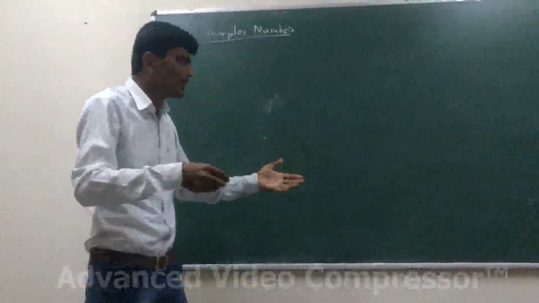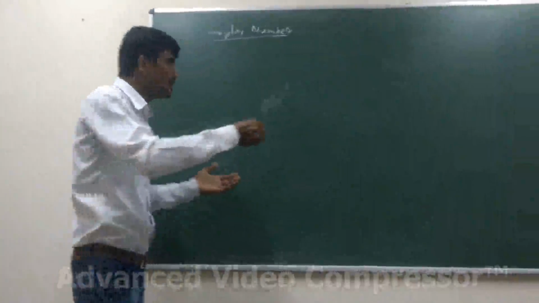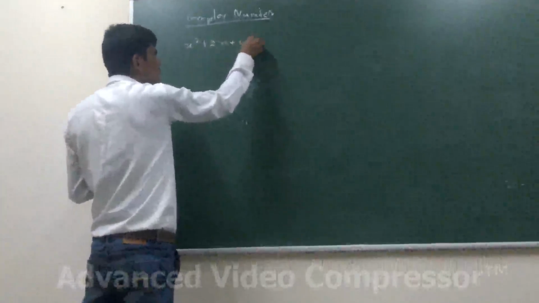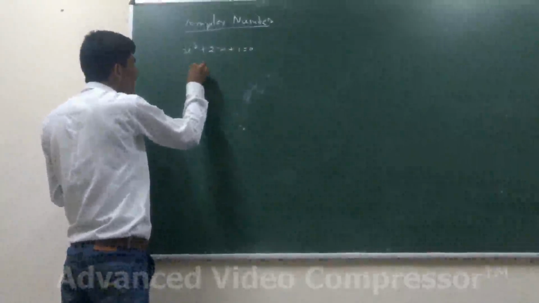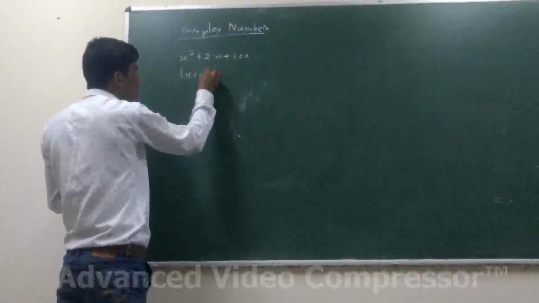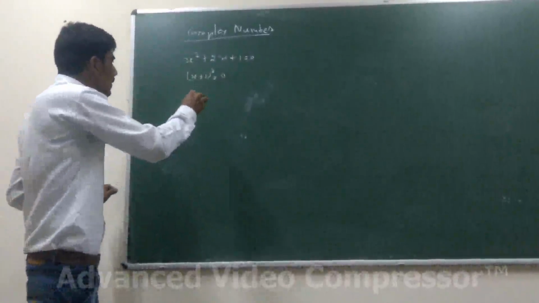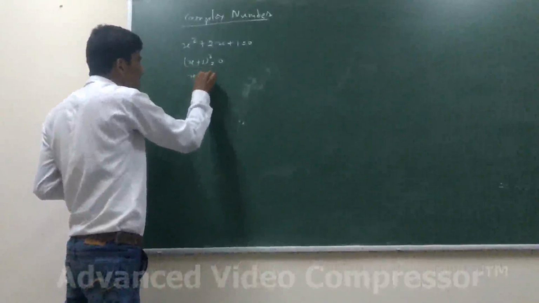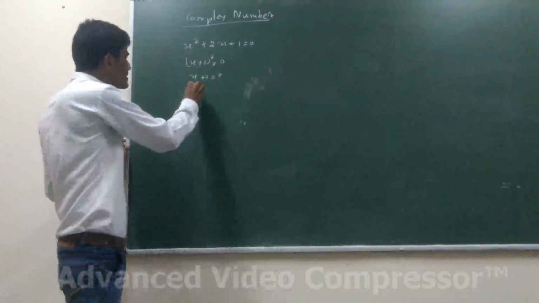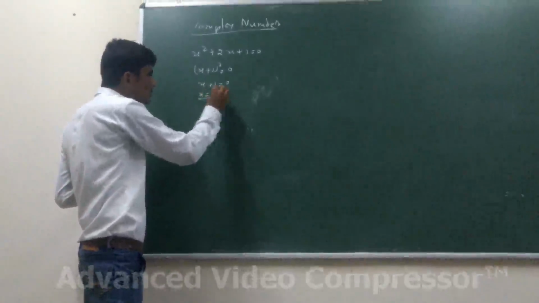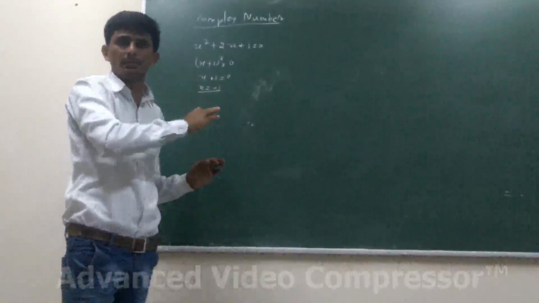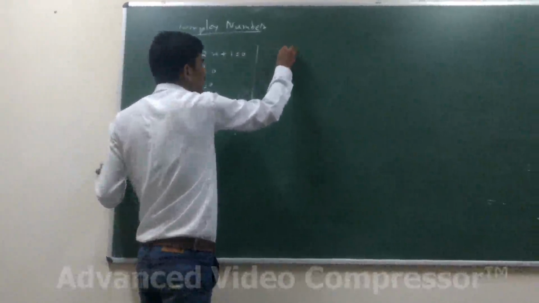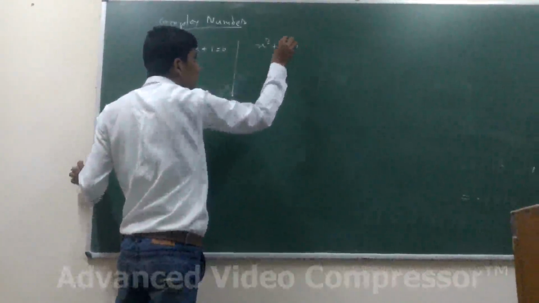Take a simple equation like x square plus 2x plus 1 is equal to 0. We can rewrite it as x plus 1 whole square is equal to 0, which means the value of x is equal to minus 1. This is a real number. Let's take another example: x square plus 1 is equal to 0.